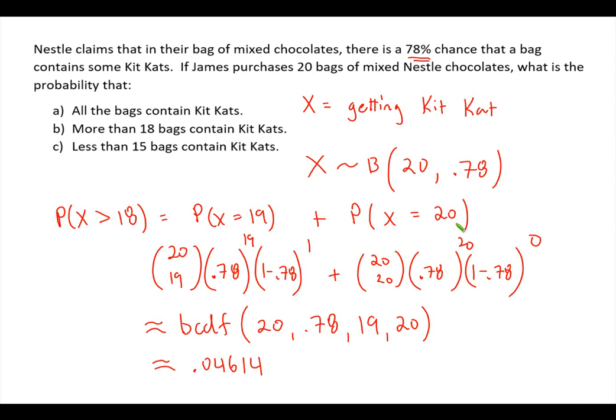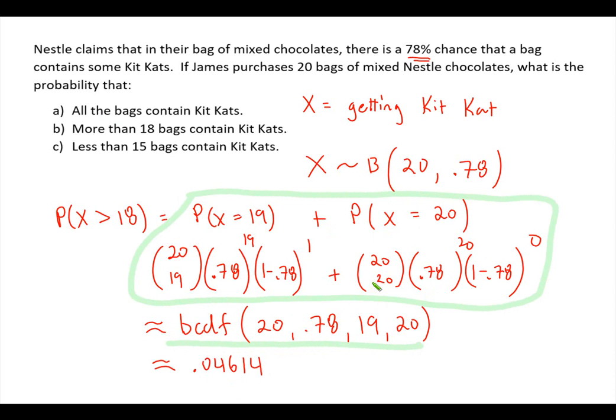Once again, you actually don't need to write all this. I'm just showing you what's really happening behind the scenes in the calculator. When you put this in the calculator, it's calculating all of this: the probability x is 19, the probability x is 20, and then adding them to get this answer. Let's do the last part here.